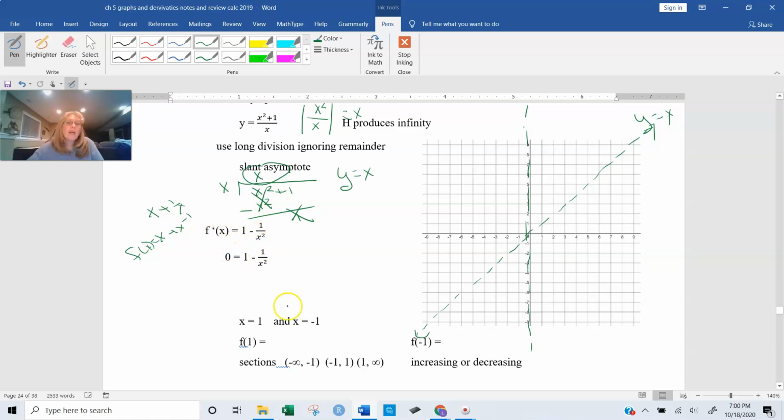Set it equal to 0. Now you got to be careful here. Okay, so when we set this to 0, I'm going to add the 1 over x squared over.